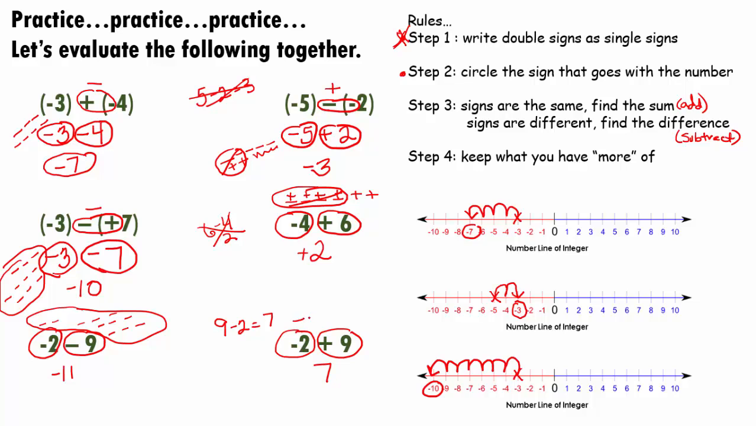Well, let's see. I have 2 negatives, and I have 1, 2, 3, 4, 5, 6, 7, 8, 9 positives. Oh, I definitely have more positives. How many more positives? I have 7 extra positives running around.